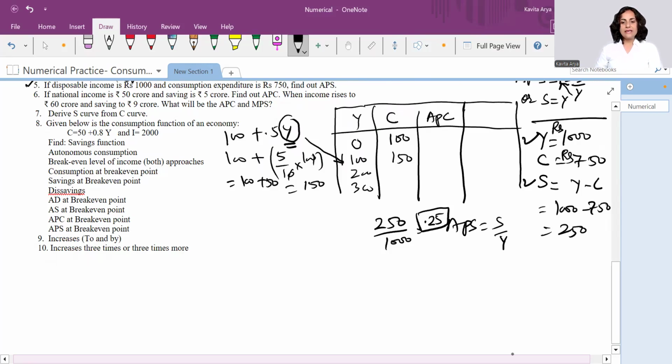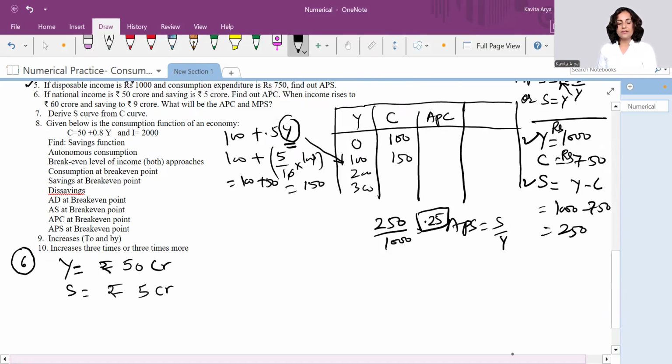Question number 6 says, if the national income is 50 crores. I'm writing it clearly here because it would be a little comprehensive. It's always best to write the notation or expression in small format as and when you read. So income is 50 crores, then savings are 5 crores.